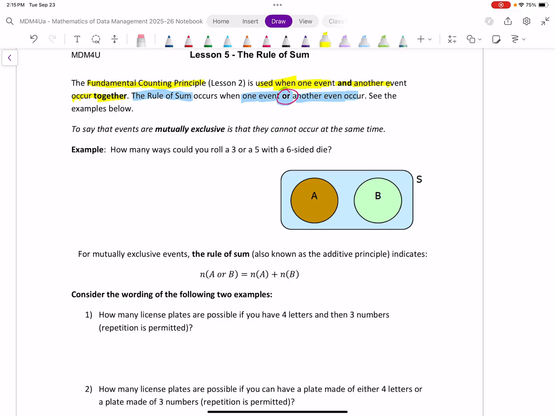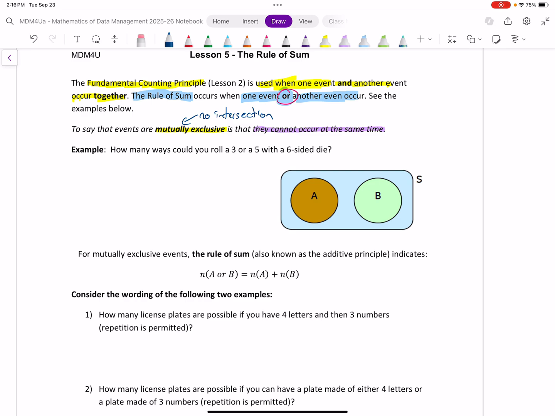So last class, we talked about this thing called mutually exclusive events. And what that means is that they just have no intersection. So no intersection is what mutually exclusive is. Another way to think of it is that these things cannot occur at the same time. And we'll look at a bunch of examples where they can't occur at the same time. And that tells you that they are mutually exclusive.